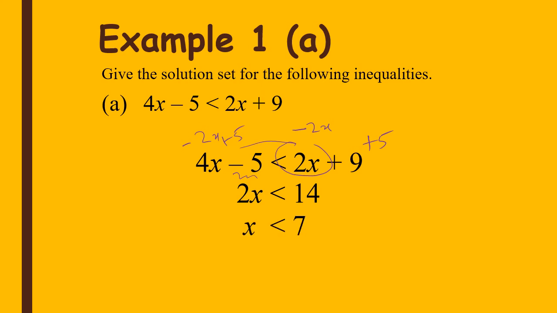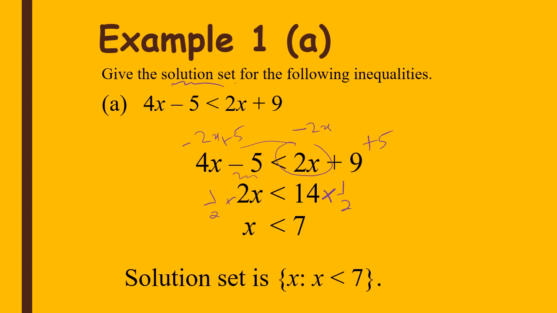So we didn't change the sign. Why? Because it's a positive value. So we multiply with a positive value, multiply with 1 over 2, or divide by 2. So the answer should be written in solution set. So how to write it down in solution set? So this is the answer: x such that x less than 7. Okay.